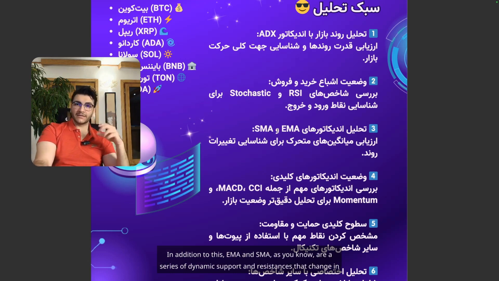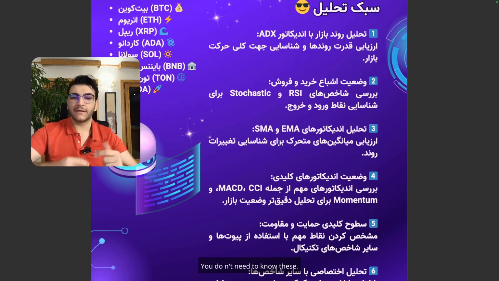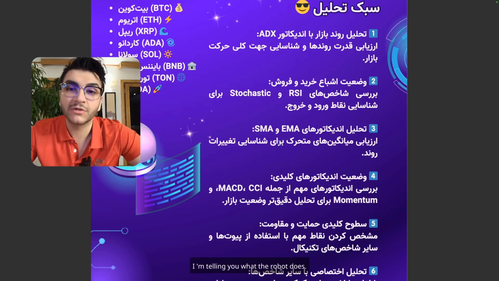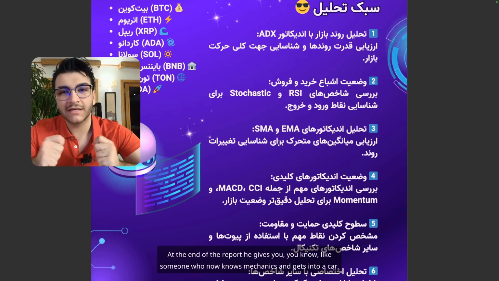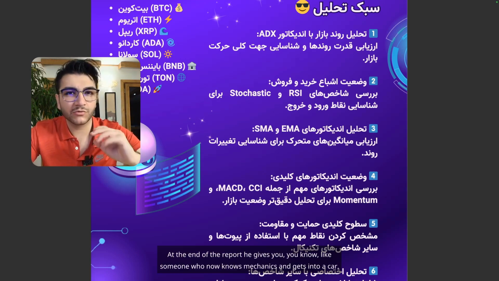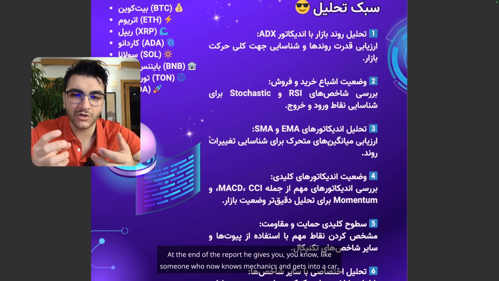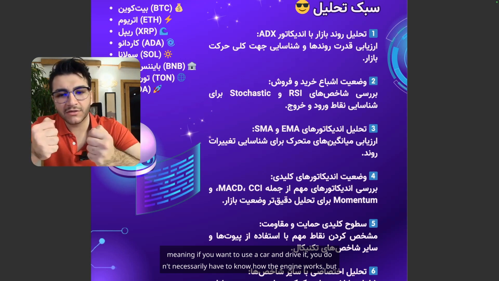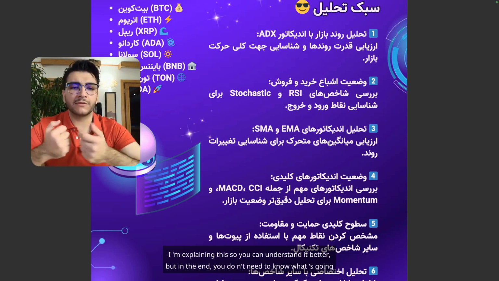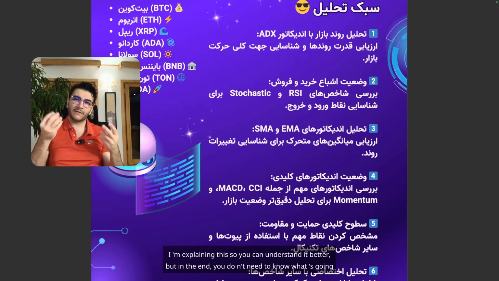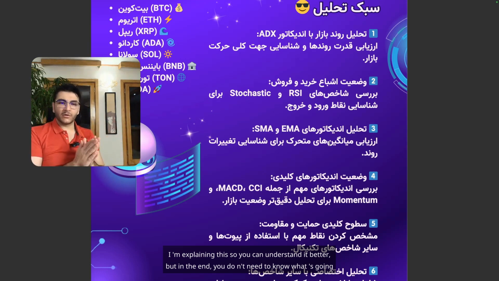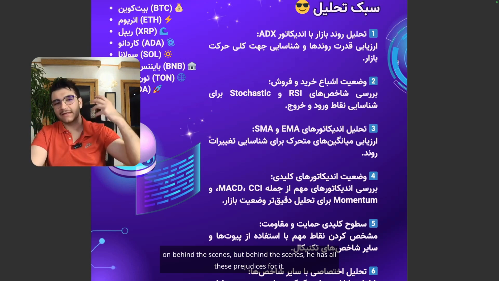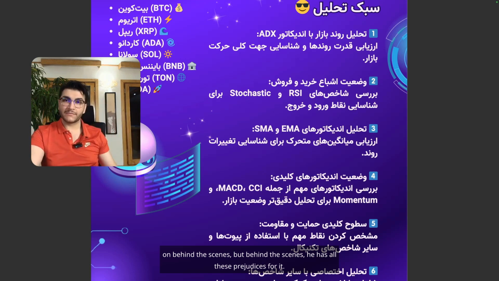In addition to this, EMA and SMA, as you know, are a series of dynamic supports and resistances that change in the market in this way. You don't need to know these. I'm telling you what the robot does. It's like someone who doesn't know mechanics and gets into a car. If you want to use a car and drive it, you don't necessarily have to know how the engine works. But I'm explaining this so you can understand it better. In the end, you don't need to know what's going on behind the scenes. But behind the scenes, it does all of this for you.